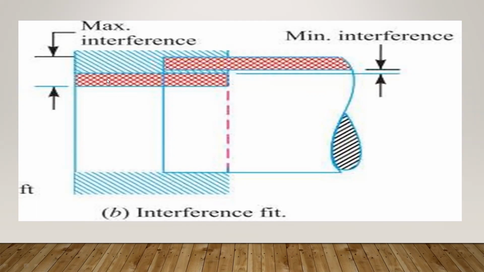So the maximum interference is less than the minimum interference. So here you can see it in the picture also. The minimum interference of the shaft is larger than the maximum interference of the hole. So this refers to the shaft size being larger than the hole size. So we need to make certain changes to assemble the two mating parts, that is the shaft and hole. So here mating parts means a hole and a shaft.